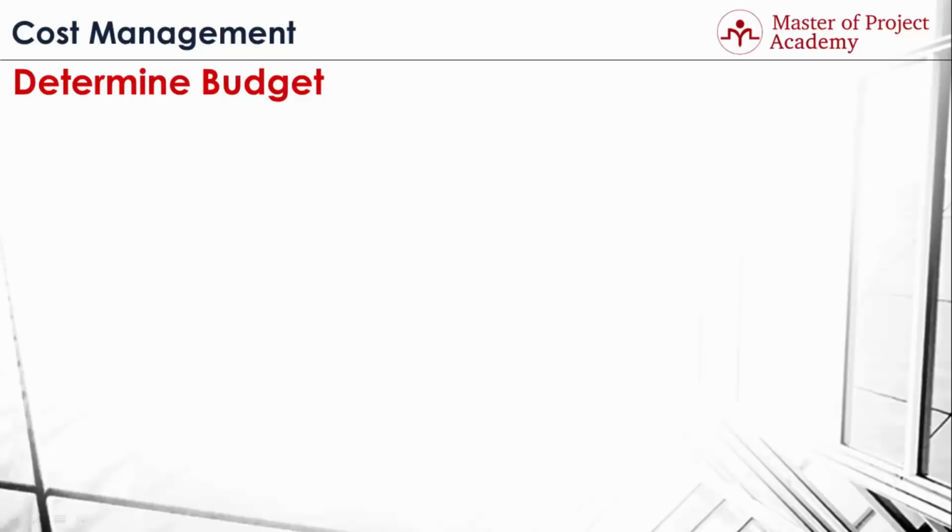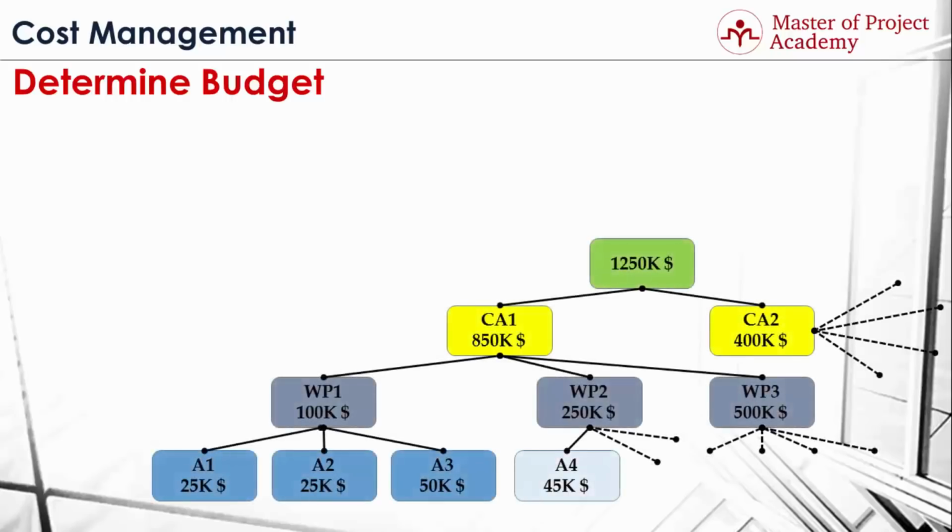Determine budget process example. We have seen the determine budget process in our previous lecture. During this lecture, we'll go through an example. During the estimate costs process, cost estimations of each project activity and work package are determined. This is an example work breakdown structure and costs associated with each activity, work package, and control account respectively.